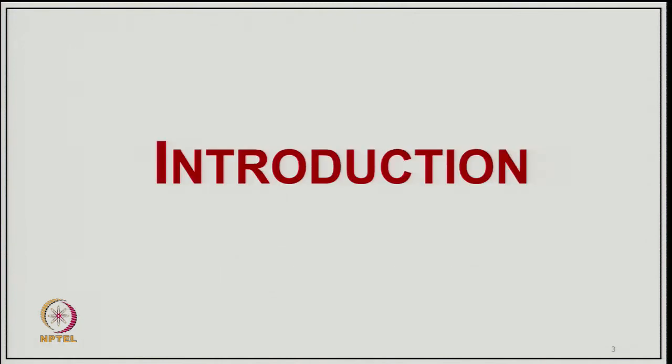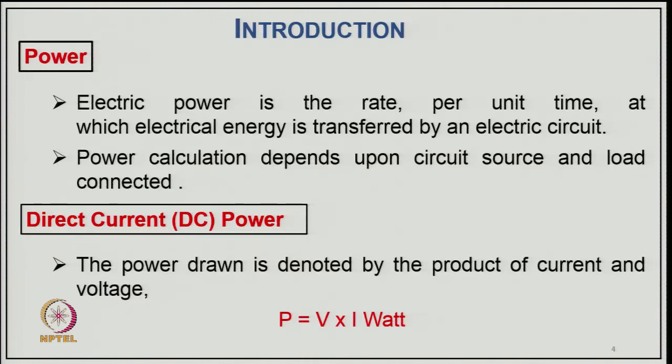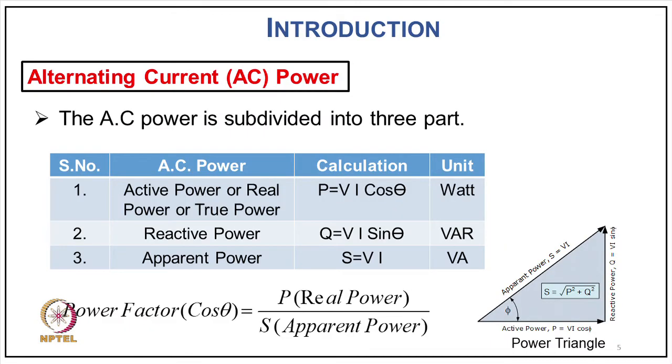So, we start with the introduction, which is power. We define electric power as the rate per unit time at which electrical energy is transferred by an electric circuit. Power calculation depends upon the circuit source and the load connected. In the case of direct current, that is DC power, the power drawn is denoted by the product of current and voltage, that is P equal to V into I watt.